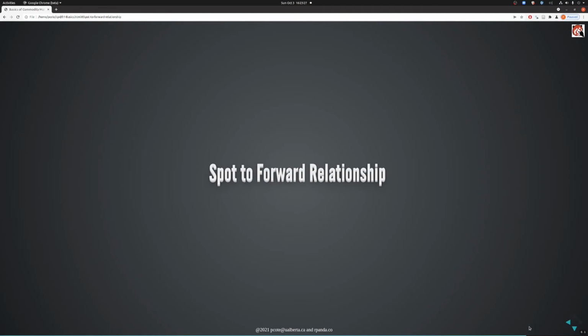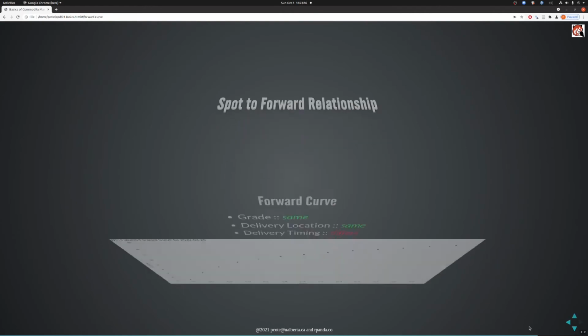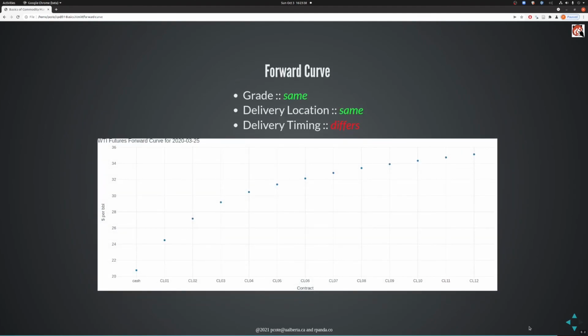Lastly, let's discuss the concept of spot to forward relationship. This is the fundamental principle in finance in terms of no arbitrage. Let's look at it through an example. This shows a forward curve. A forward curve represents the prices as of today for the same grade, same location, but delivery at different timing.